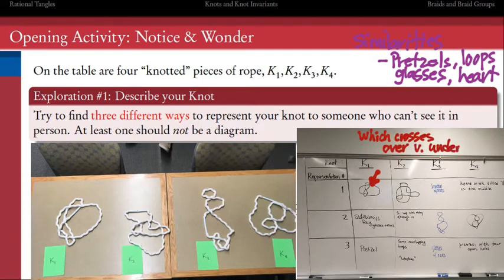That seems like it would add value to these diagrams, right? And hopefully help us to come up with a representation that will allow someone outside the room to reproduce our knot.